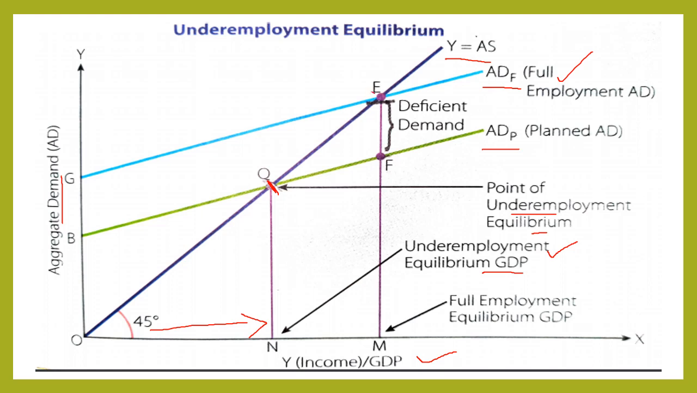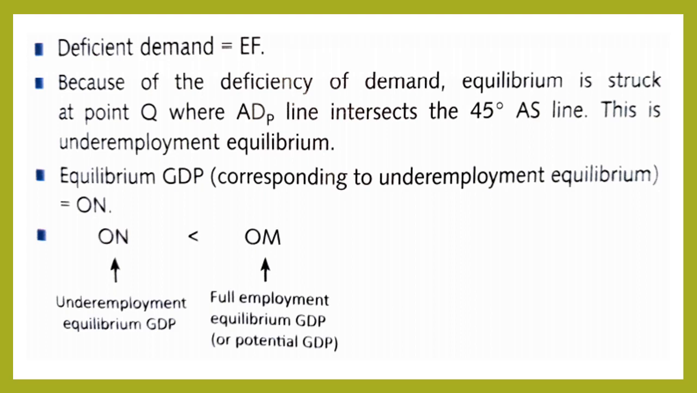Or we can say underemployment equilibrium GDP. Now E is the equilibrium point where AS is equal to ADF, that is AD along with fuller utilization of resources. So OM is the output corresponding to full employment, or we can say full employment equilibrium GDP. And this vertical difference between E and F is known as deficient demand. So we observe that deficient demand is EF, the vertical difference.